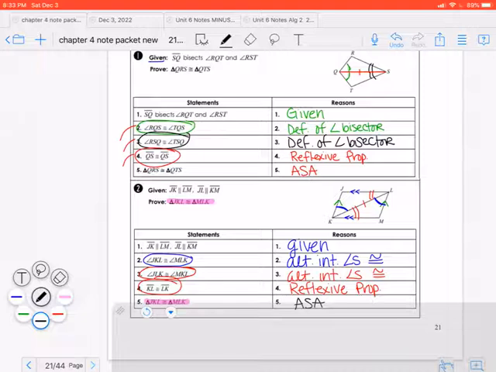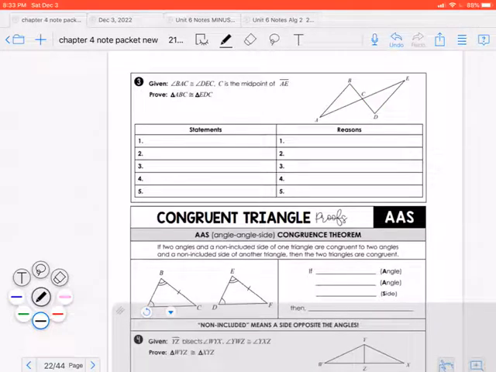All right, and we have one more before we move on to the next theorem. I just need to grab my water.